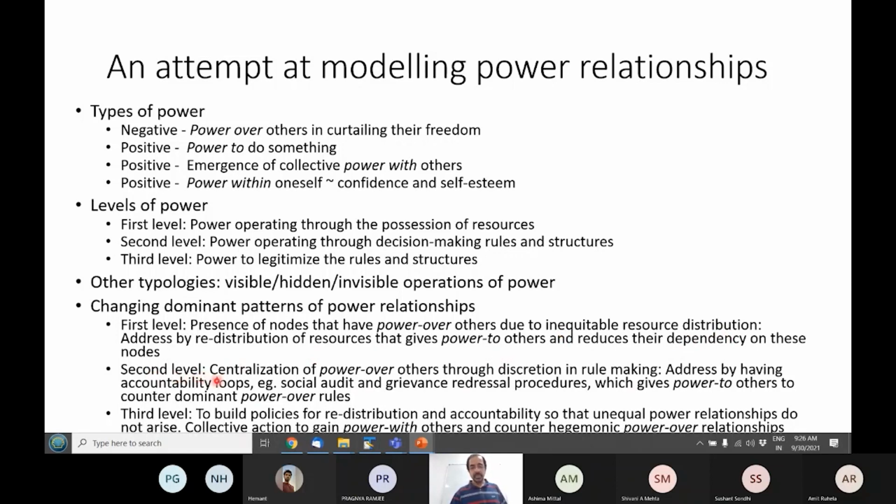At the second level, you have centralization of power over others through discretion in rule making, and that is what gives some actors power over other actors. This can be countered by introducing accountability loops through transparency procedures, social audit, and so on, which again gives power to the others to counter these dominant power over rules. And then at the third level, you need collective action, so that through collective action you are able to gain power with others to counter some of these hegemonic power over relationships that may have emerged. These are useful typologies to help us understand all of this.